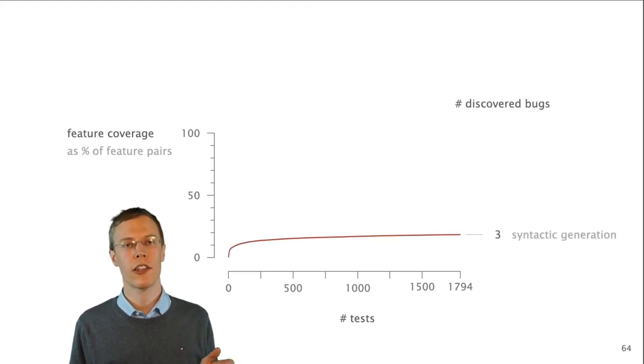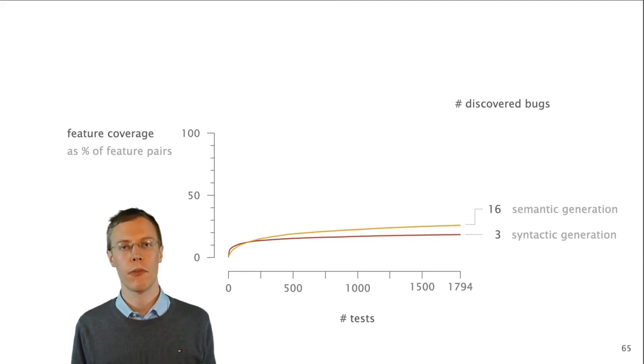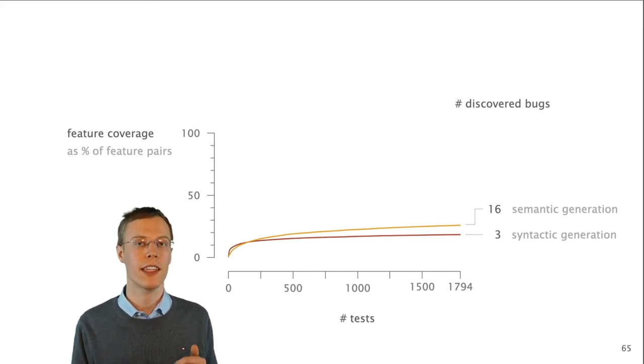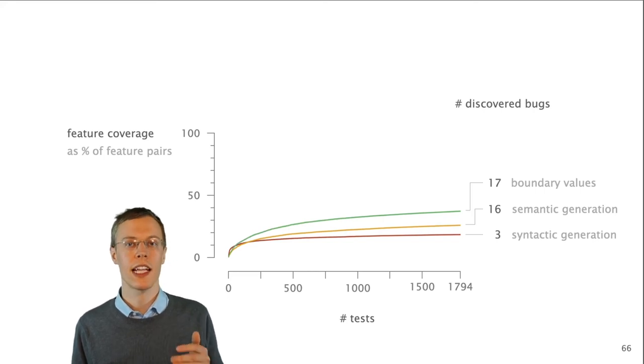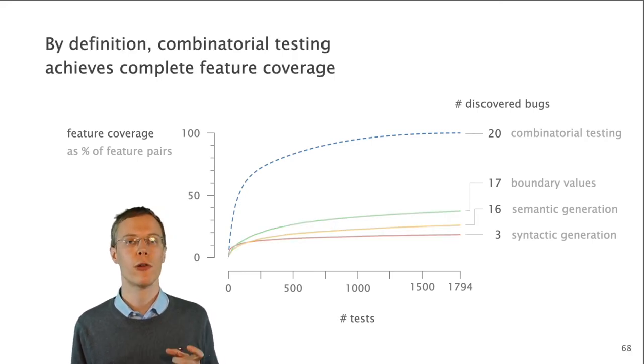So as a first step, we looked at just when we generate syntactically valid configurations. They can be parsed, but make no sense at all. We found 3 bugs, and the coverage was not that great. By adding semantic configuration generation on top, we couldn't increase the coverage really, but we found a lot more bugs, 13 additional bugs. And this is really due to the fact that with the semantic generation, we enforce meaningful control plane computations. With the boundary values, we can slightly increase the coverage and find additional bugs. Finally, with combinatorial testing, we find 3 more bugs because now we test every feature pair once. And we see that we achieve full coverage with combinatorial testing, but that's actually the case by definition.